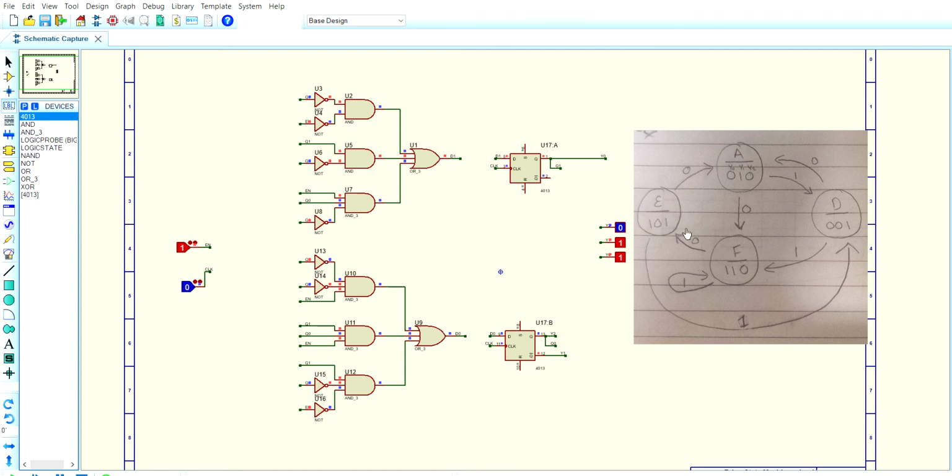If we put the enable to a 0, it should go to 101 when we pulse the clock. 101. If we put enable to a 1, we should come over to state D when we pulse the clock. 001, and we're back to state D.